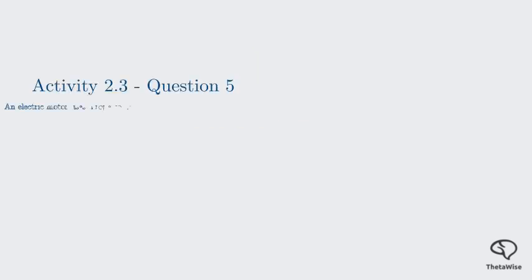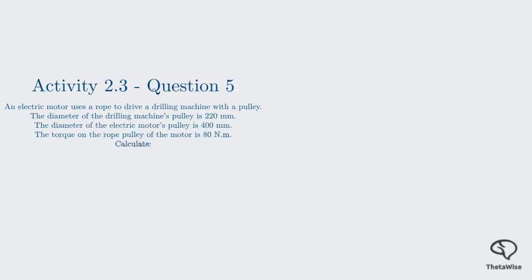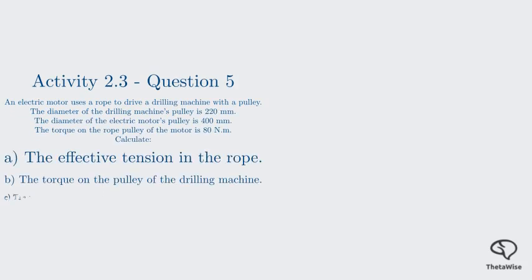Question 5 describes a power transmission system with 2 pulleys. An electric motor uses a rope to drive a drilling machine with a pulley. The diameter of the drilling machine's pulley is 220 millimeters. The diameter of the electric motor's pulley is 400 millimeters. The torque on the rope pulley of the motor is 80 Newton meters. Calculate A, the effective tension in the rope. B, the torque on the pulley of the drilling machine. C, the power transferred to the drill if the pulley of the drill rotates at 20 revolutions per second.